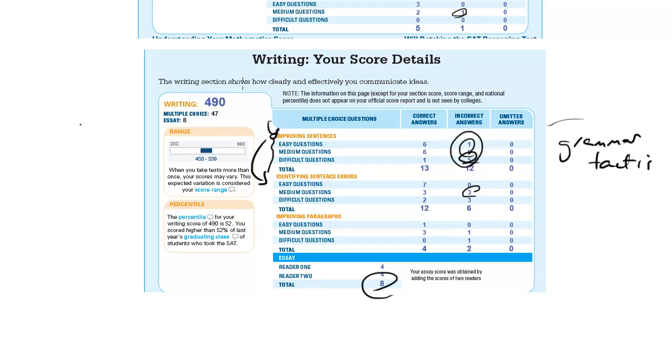So I have a lot of confidence that the student can definitely bump the score up at least 100 points, if not more, 150 points or 200 points, whatever it might be. It's just about focused practice, and that's where the Grammar Tactics series comes in.